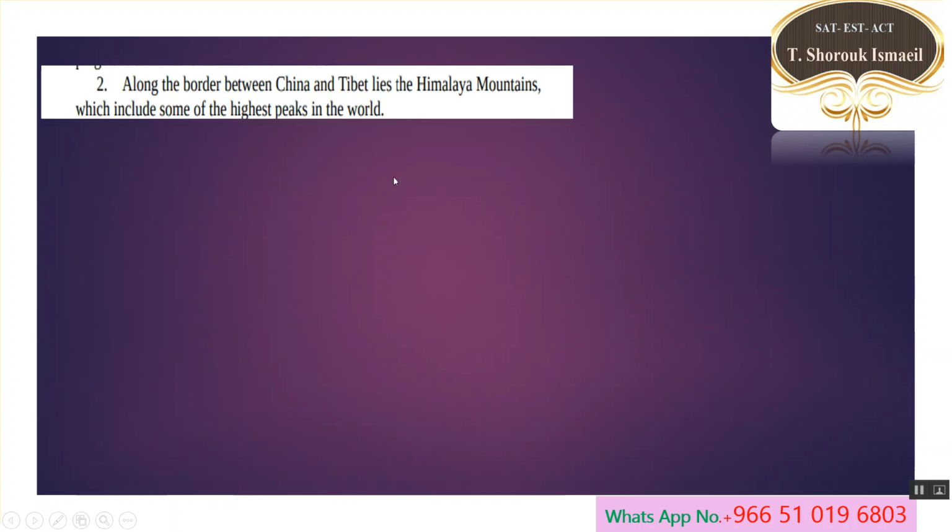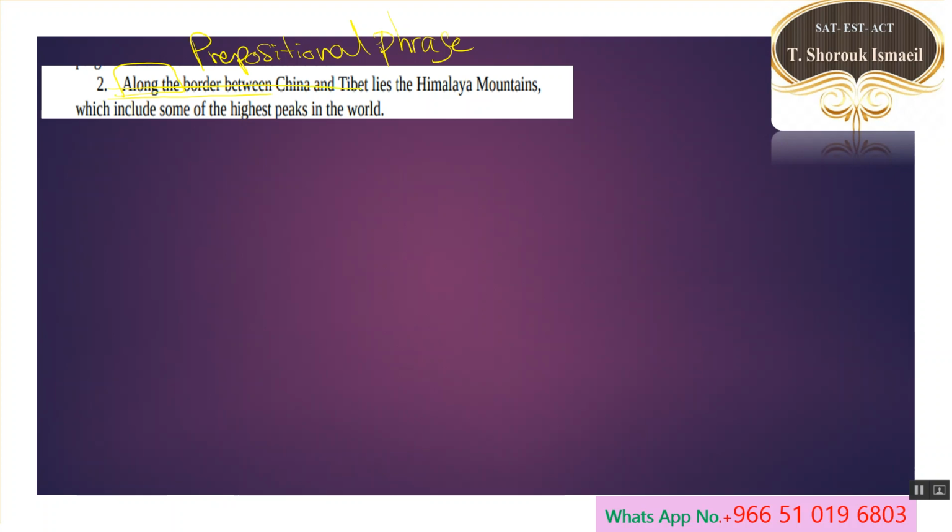Let's have a look at another example. Number 2, along the border between China and Tibet. Here, let's have a look at this. I start my sentence with a preposition. So this is a prepositional phrase. And remember our tip about it. When I have a prepositional phrase, what do I need to do? I need to cross it out, eliminate it.